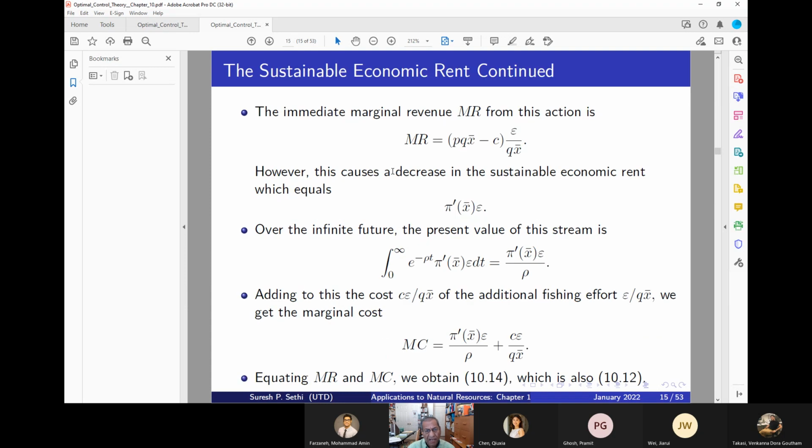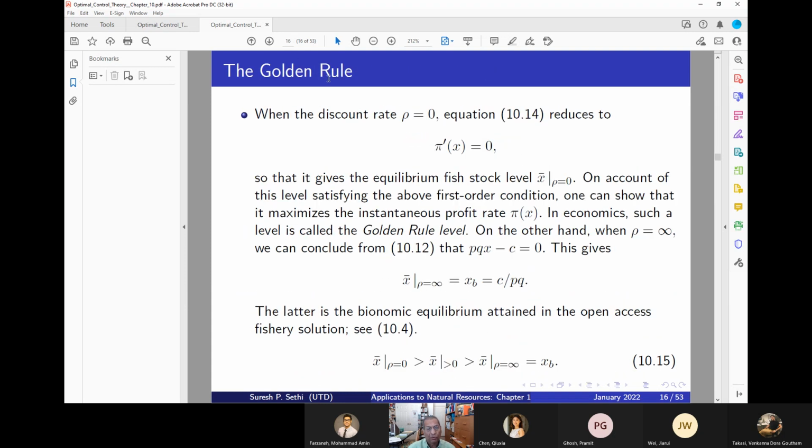Let me say this, it's important. Economics people call something the golden rule. So the golden rule is as follows. Golden rule means take the biomass and optimize over the biomass. That means not optimizing the optimal control problem, which is the profit from 0 to infinity, starting from some initial condition. But it says, if I can choose the biomass, so this biomass, this biomass, this biomass, which is the best biomass?